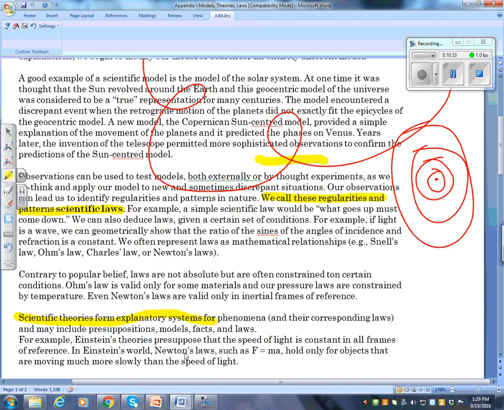So, out of this so far, we've got models, our physical descriptions or imaginary descriptions of something. We've got laws, our regularities and patterns, and we've got theories, our scientific theories. What did they say? Well, what did I say? I put it in English. Explain how things work. You've got your three definitions there.